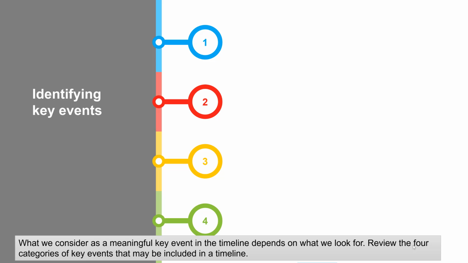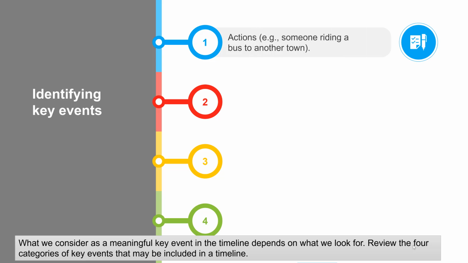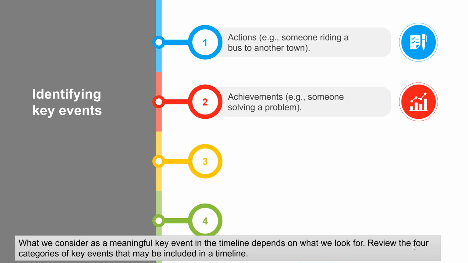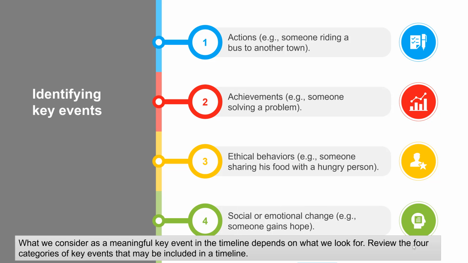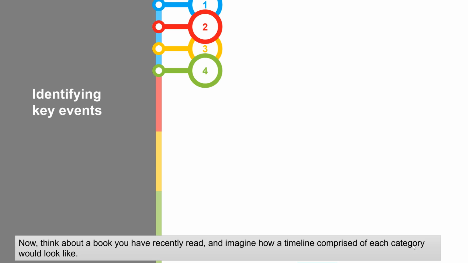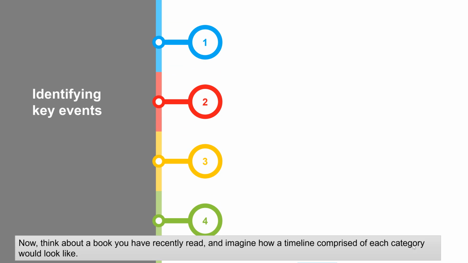Review the 4 categories of key events that may be included in a timeline. Number 1, actions. For example, someone riding a bus to another town. Number 2, achievements. For example, someone solving a problem. Number 3, ethical behaviors. For example, someone sharing his food with a hungry person. Number 4, social or emotional change. For example, someone gains hope. Now, think about a book you have recently read and imagine how a timeline comprised of each category would look like.